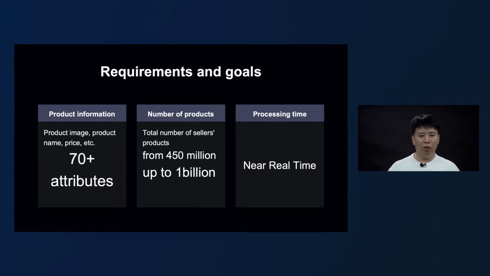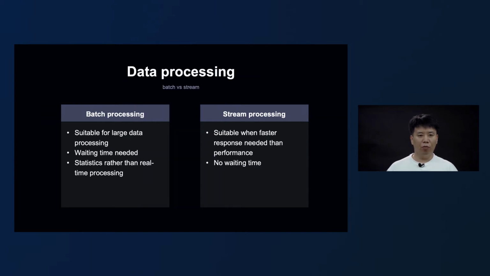Thus, our goal was quickly processing a lot of product data. One product has over 70 attributes, and we get information on about 450 million products from sellers. But the market is growing, so it is expected to reach 1 billion. Then, how can we process data fast so that we can update the online shopping DB?